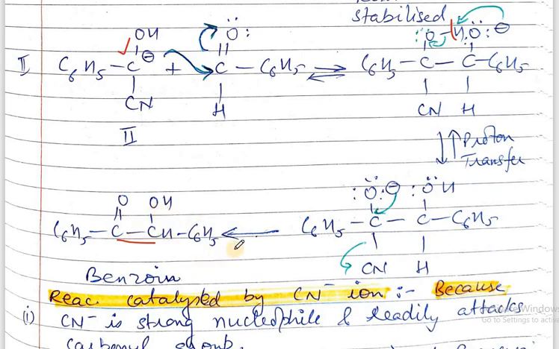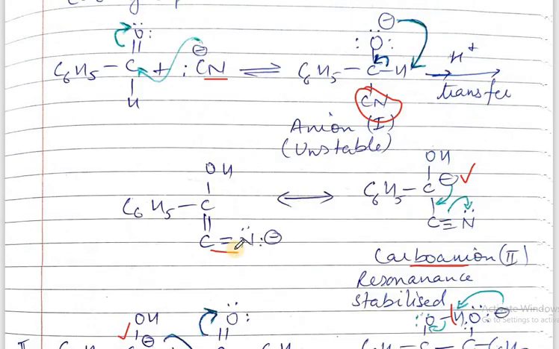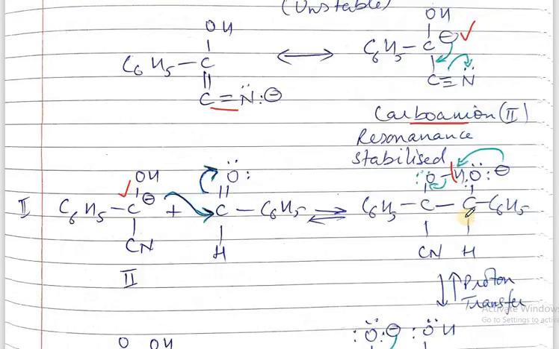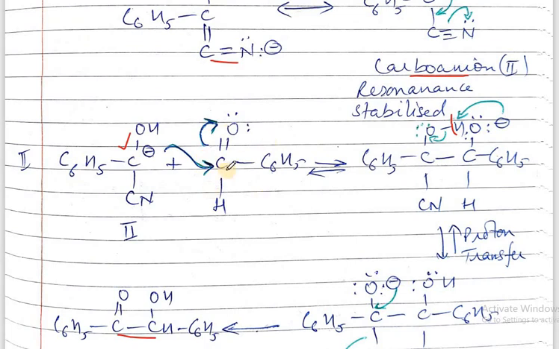In this, the mechanism involves, first, the attack of the nucleophile CN, which is a strong nucleophile, and it adds to a carbonyl carbon. Then an anion is formed, which is unstable, so proton transfer takes place. After the proton transfer we get this carbanion. This carbanion is resonance stabilized, this is the resonance stabilized structure, and then this carbanion attacks the second molecule of benzaldehyde through this carbon, and we get this.